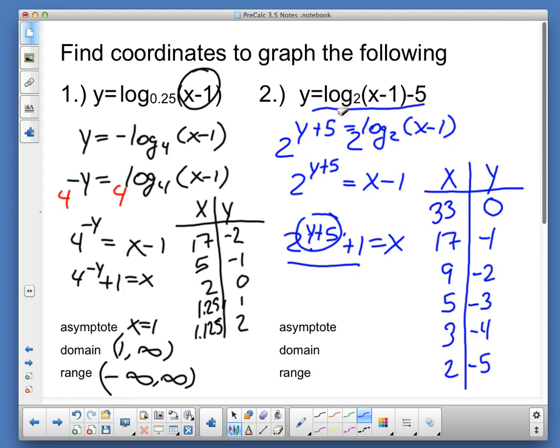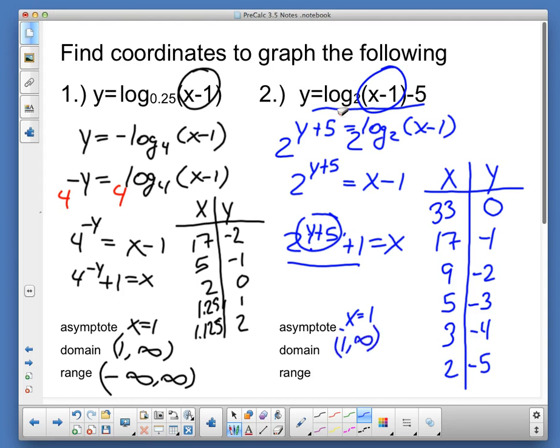Now, my asymptote is completely decided right there. That decides my asymptote. That's where it's going to go, and it's x equals 1. My domain: I'm way out at 33 and 0, I go to 17, I go to negative 1, but it's still going to be going up. It goes from 1 to infinity, just like the other one.